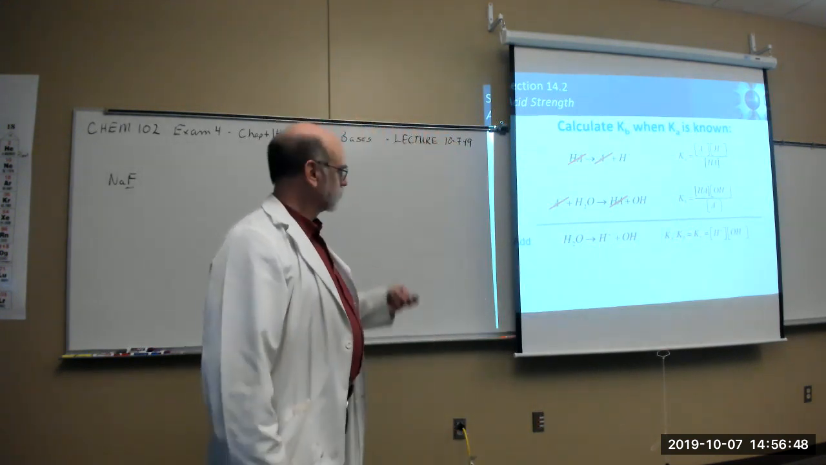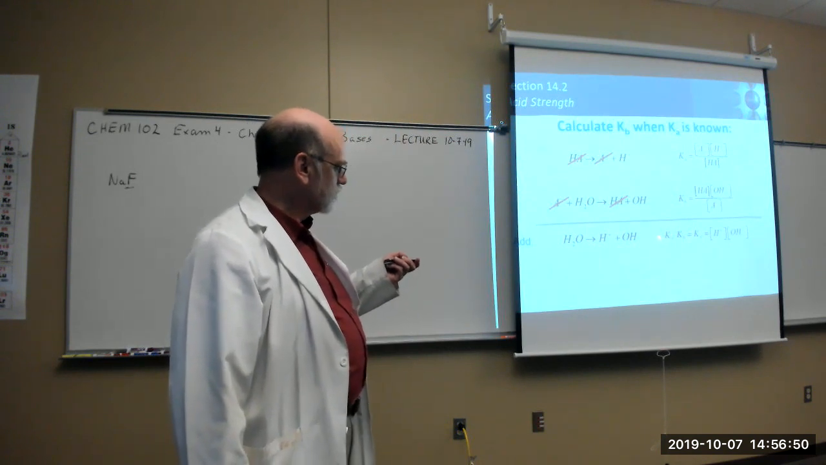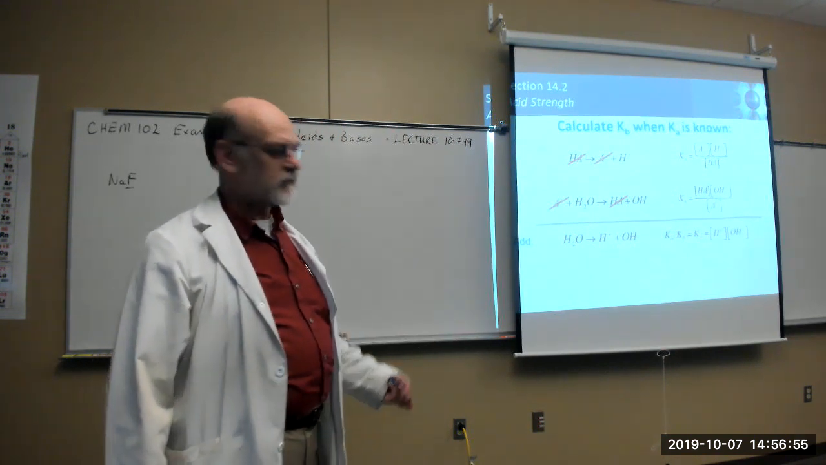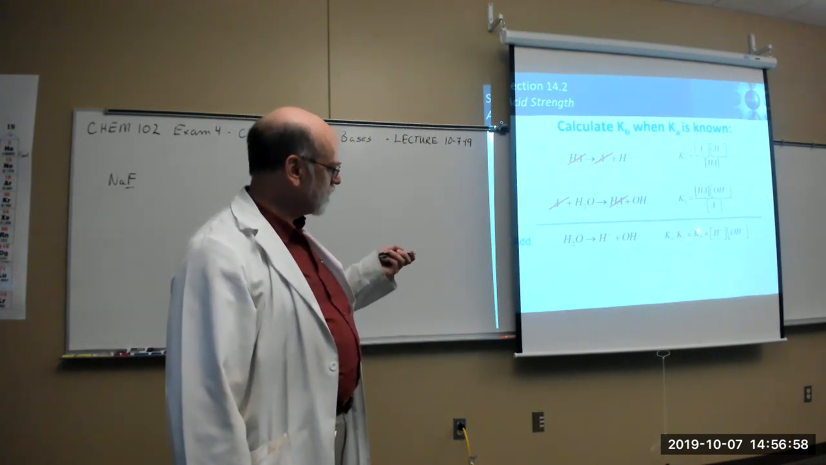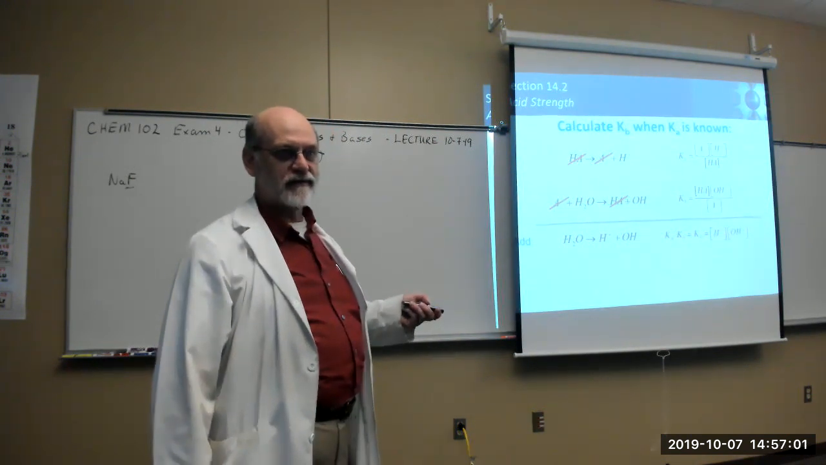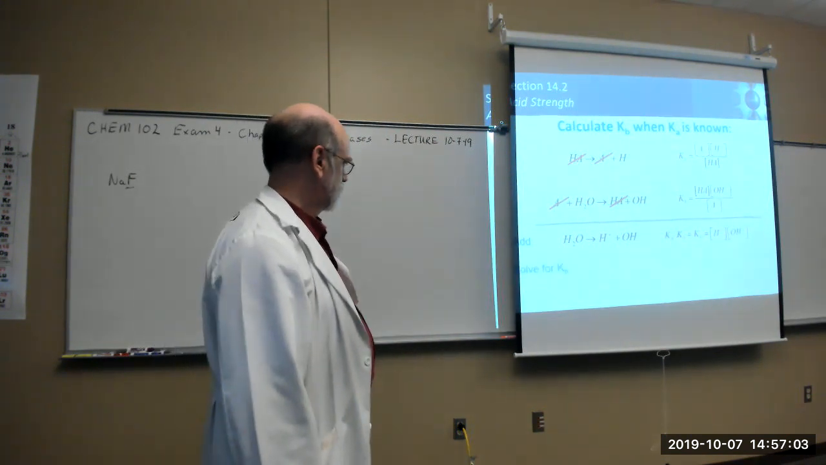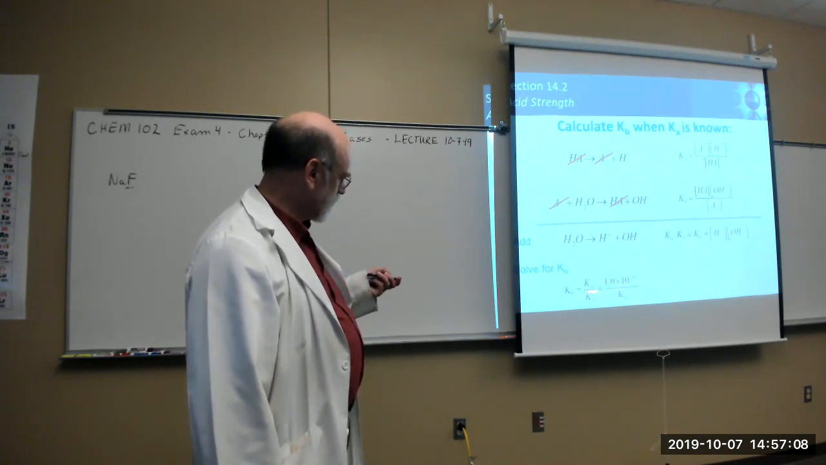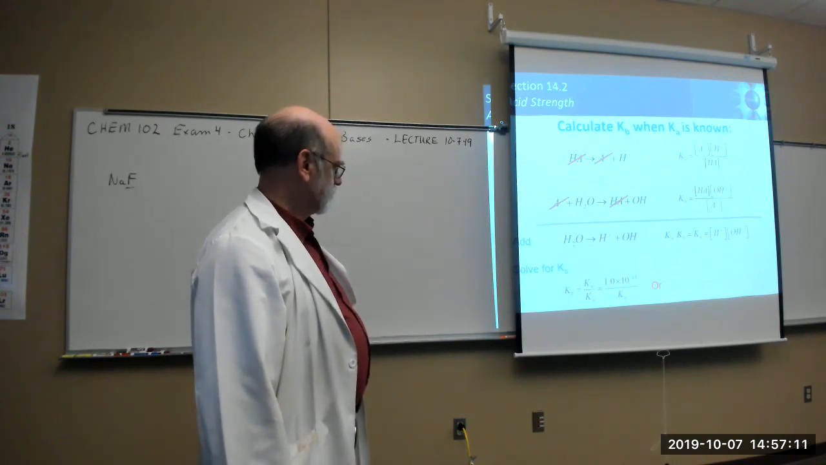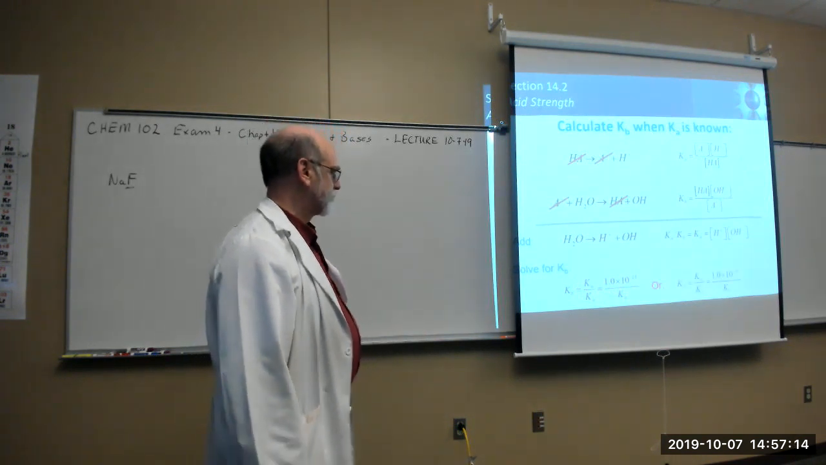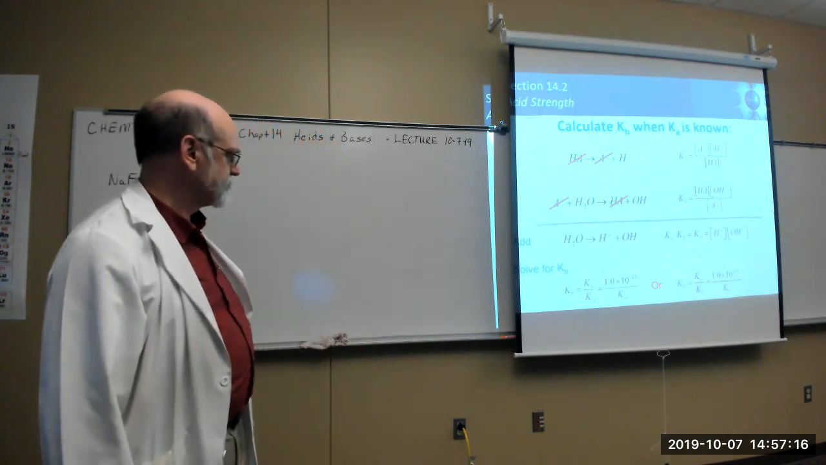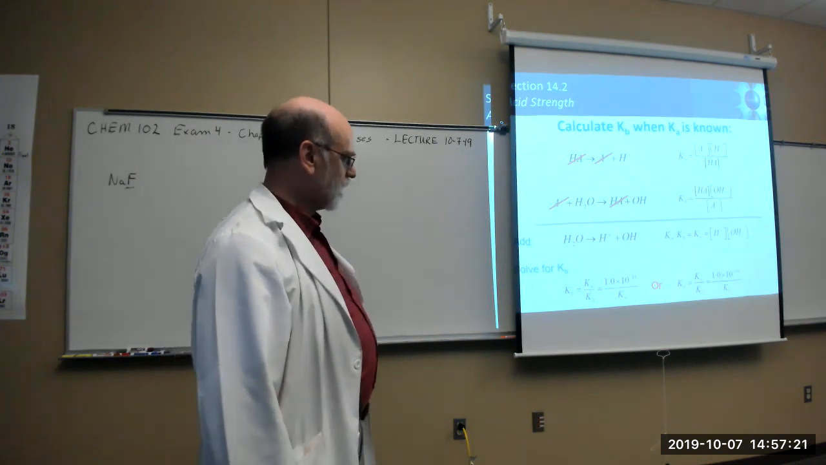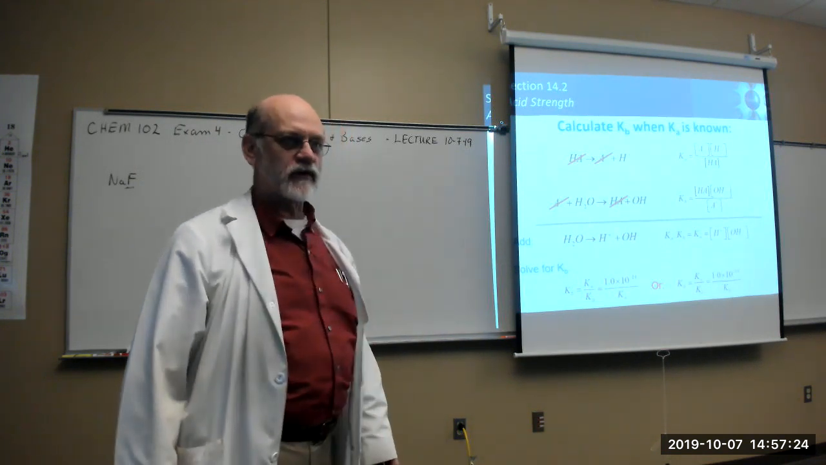That's the secret. If you know Ka, and of course you know Kw, 10 to the minus 14, then Kb is just Kw divided by Ka. So there you go. Kw divided by Ka gives you Kb. And vice versa, if you know Kb, you just divide it into 10 to the minus 14, it gives you Ka.